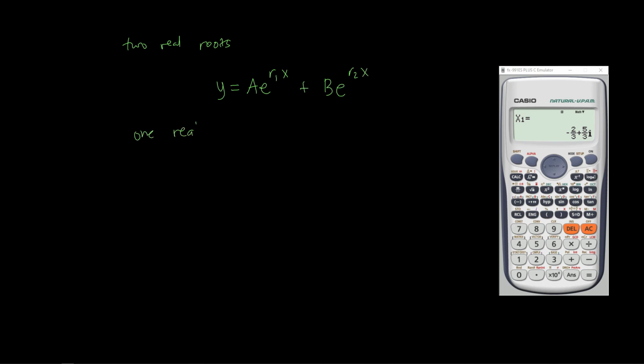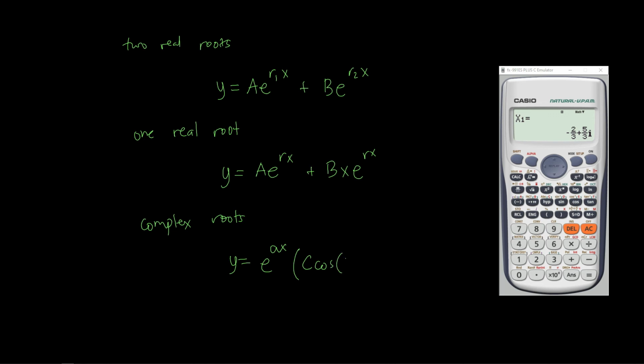For one real root, the general solution is y is equal to a e raised to the power of rx plus b x e raised to the power of rx. For complex roots, y is equal to e raised to the power of ax, where a is from a plus bi, times c cosine of bx plus d sine of bx. Okay, so it is more simplified now.